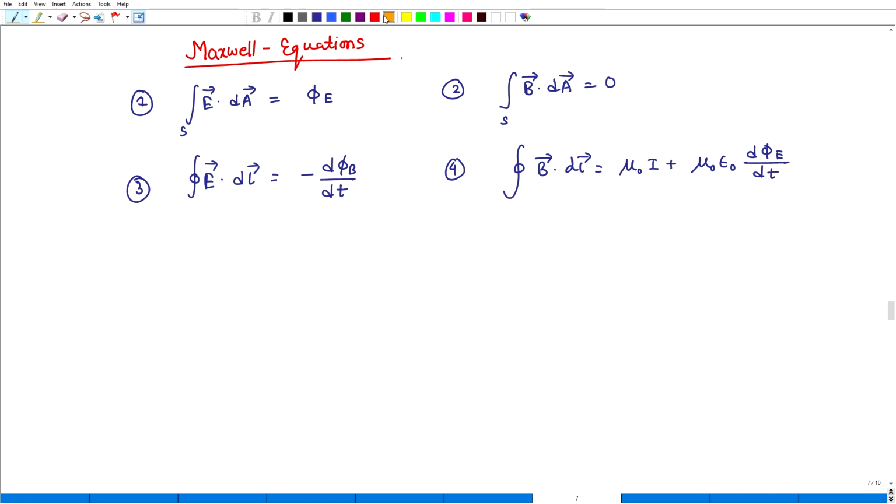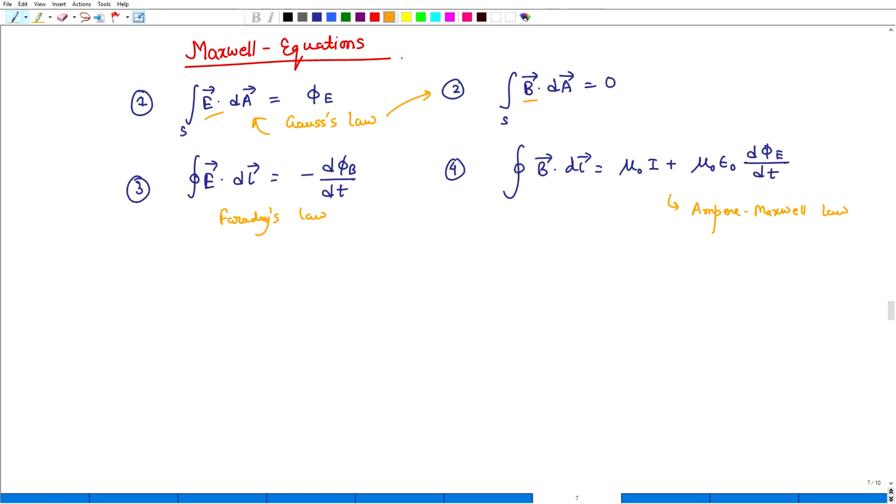Okay, let me write the names as well. These two are the Gauss law, this one for the electric field and this one for the magnetic field. This is the Faraday's law, and this one is the Ampere-Maxwell law. Okay, now the significance.